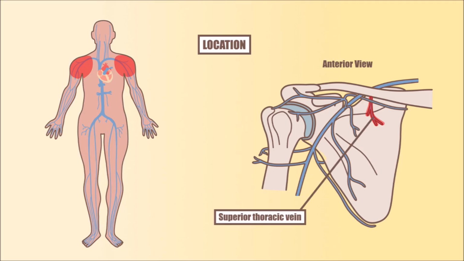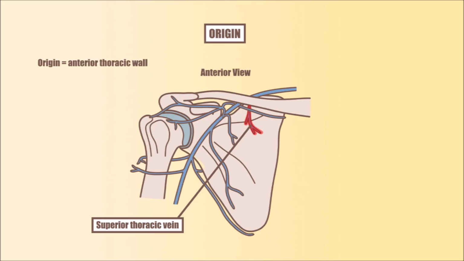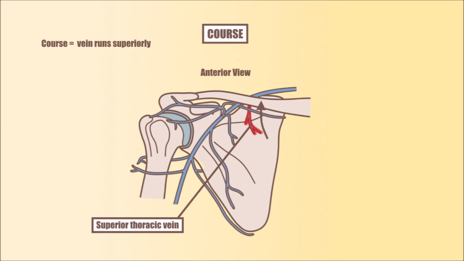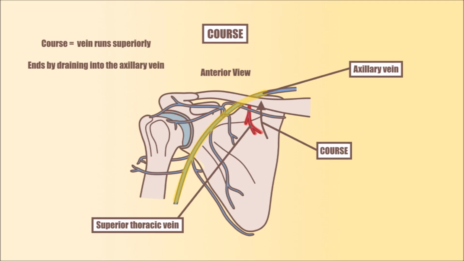Where does this vein originate? This vein originates from the anterior thoracic wall. What is the course of this vein? This vein runs superiorly. This vein ends by draining into the axillary vein. The axillary vein can be seen here, highlighted in yellow.